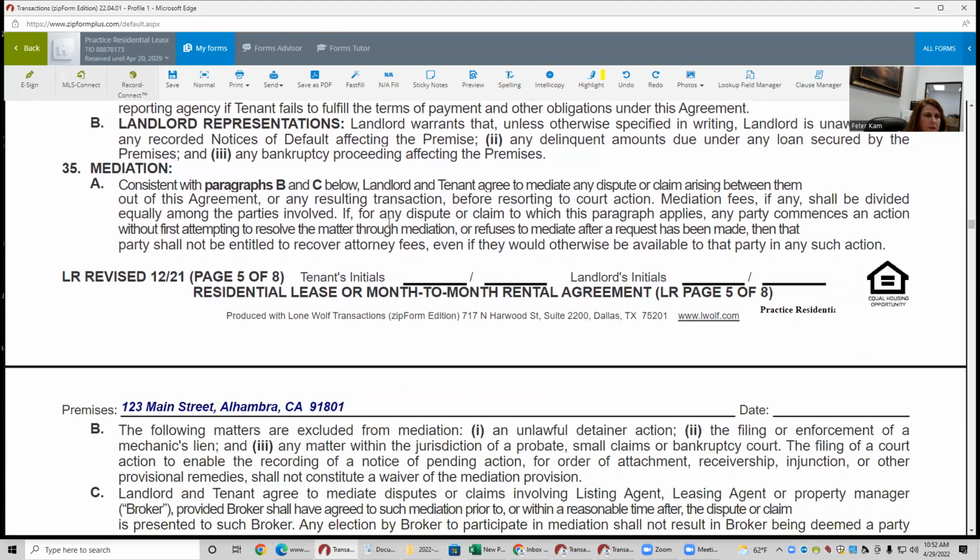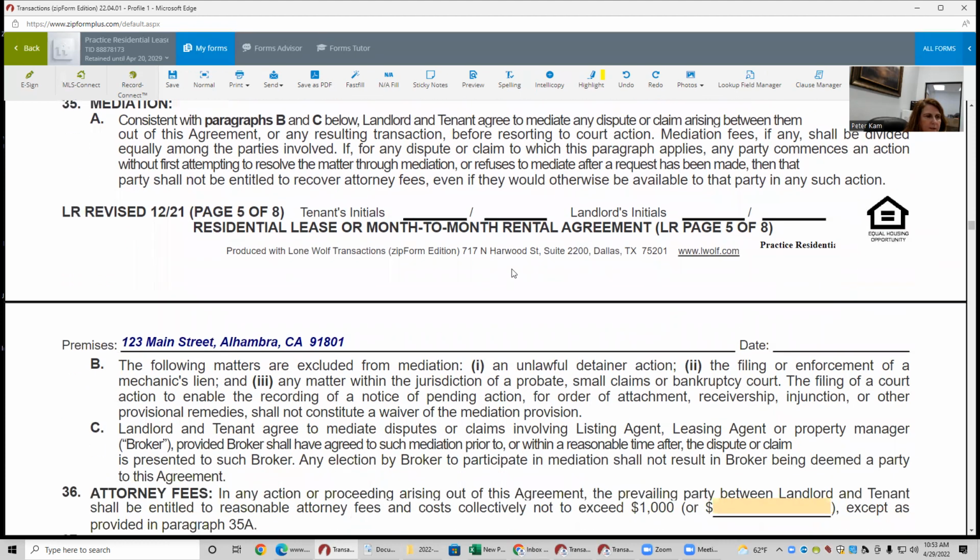Mediation. Landlord and tenant agree to mediate any dispute or claim arising out of this agreement or any resulting transaction before resorting to court action. So that's stating that before going to court, both parties have agreed to mediation.